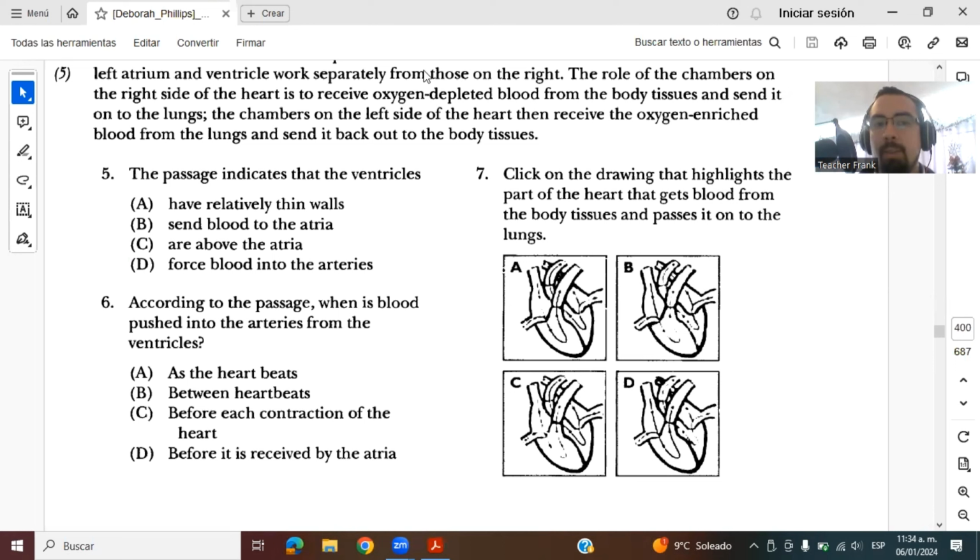Number 5 is going to be D, force blood into the arteries. Number 6 is going to be A, as the heart beats. This one's a little confusing because you're like, the heart, what? But don't think about it too much, right? It's as the heart beats, not between, not before, it's as the heart beats, okay? And if you did number 7, this one is C, okay? We got one more passage, passage 3, and the last 4 questions, okay? So we're going to go to that now.